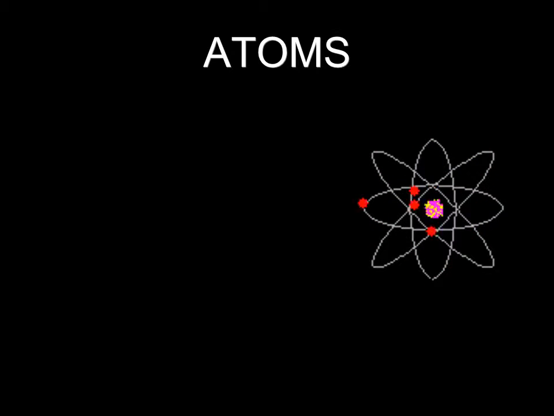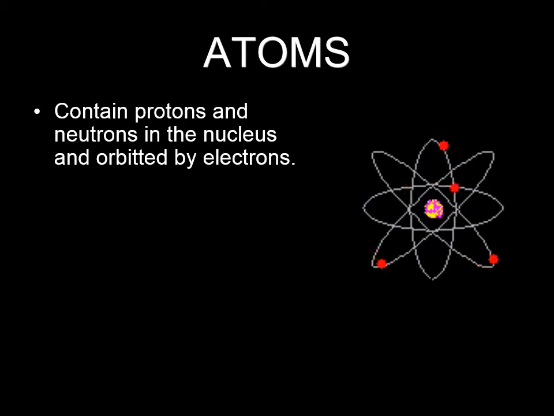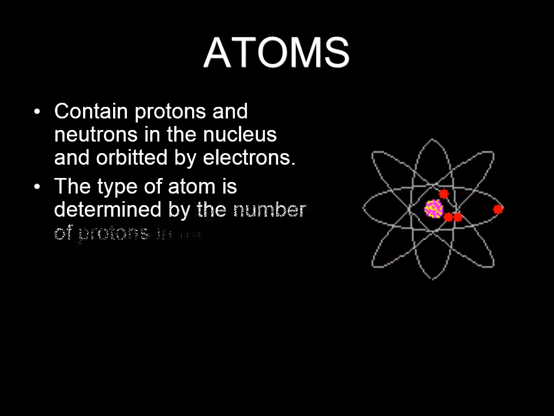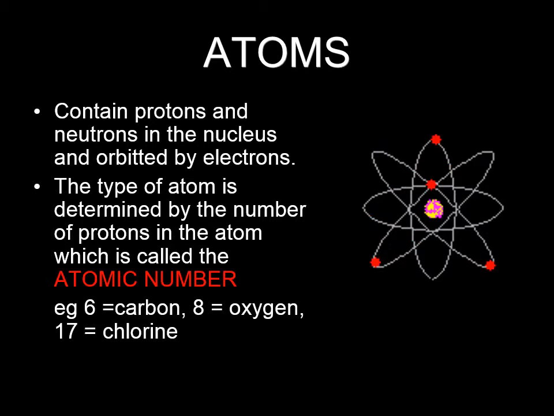So now we have a nucleus with protons and neutrons. The number of protons determines what type of atom it is, and we call this the atomic number. So for example, carbon always has 6 protons, every calcium atom always has 20, and so on. In a neutral atom, the atomic number is also equal to the number of electrons.